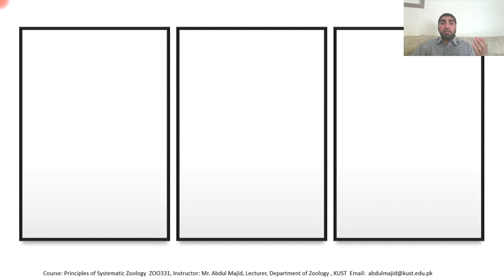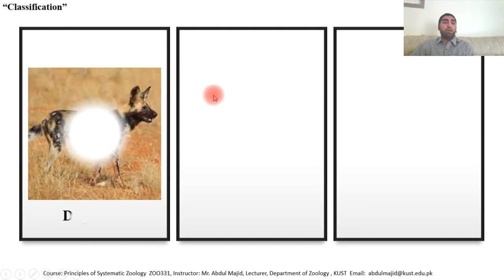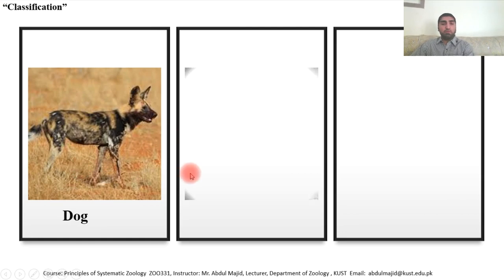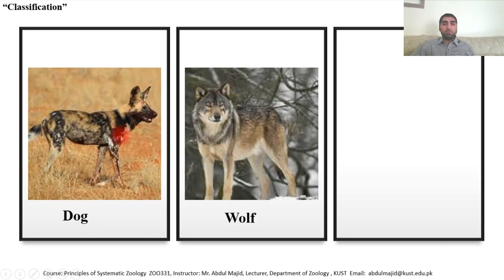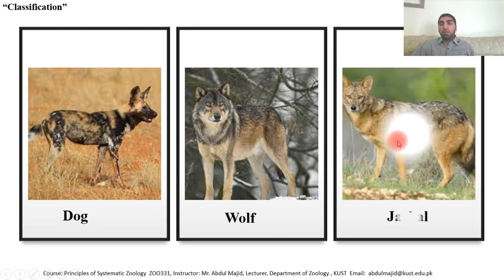Now let's take a real example from real life. For example, we have this dog. It's a wild dog, and this is a wolf. It's not a domestic dog. You can place a domestic dog here, but it's a wild dog. And this is the wolf, and this is the jackal. So now look at them. They are very different from each other. This is dog, this is wolf, this is jackal.